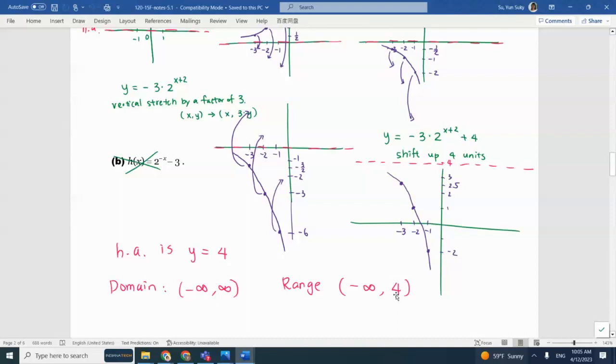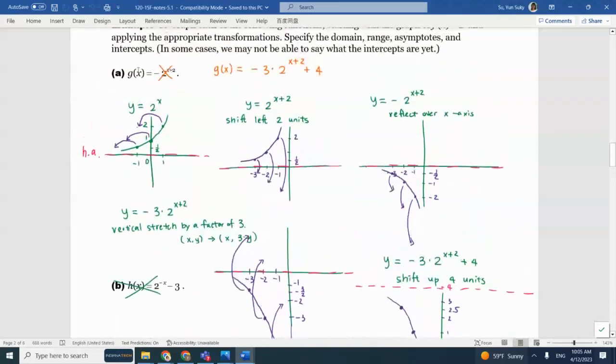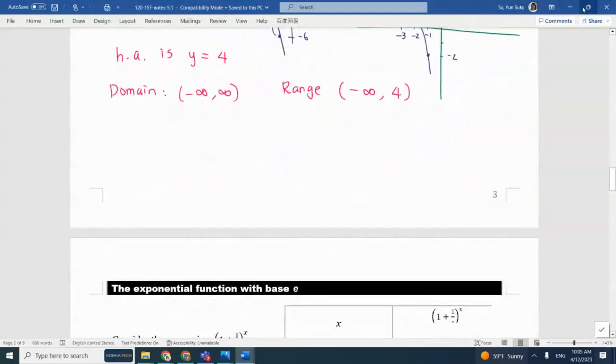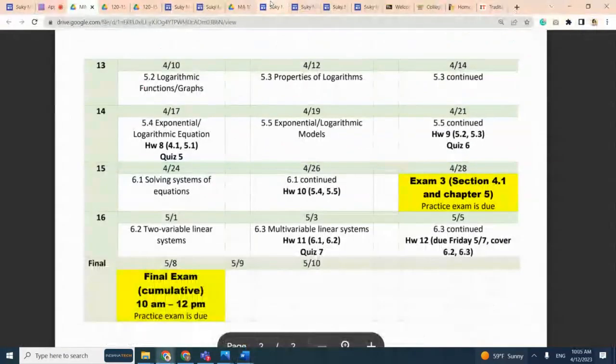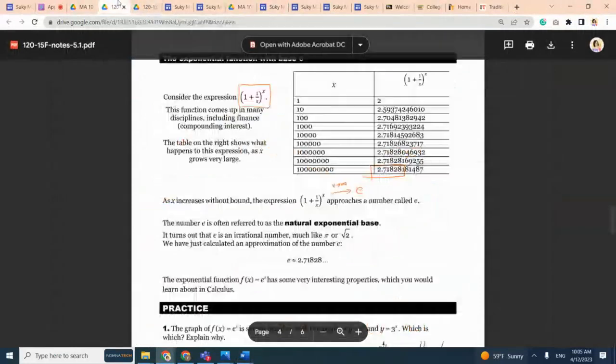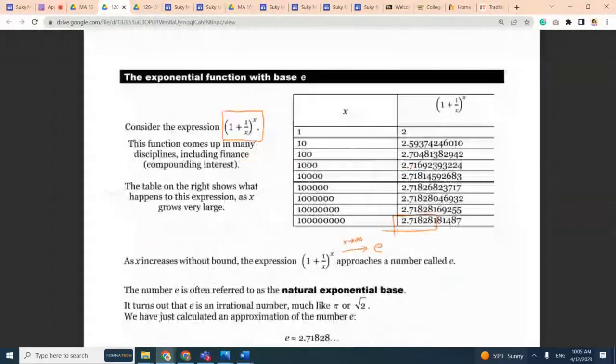Is that okay, everybody? In exam 3, you will have a problem like this, so put a star next to it. You will have a problem like this on exam 3.